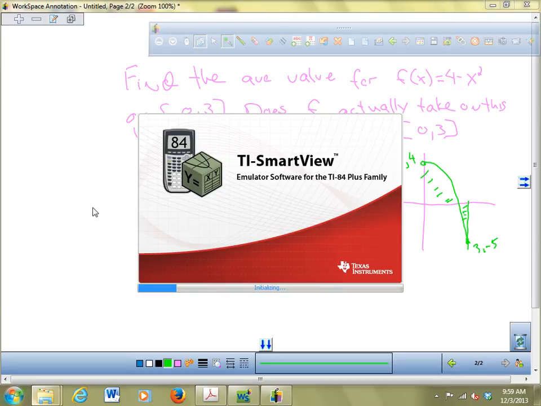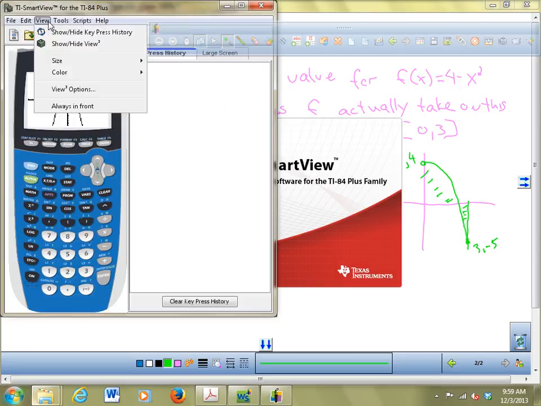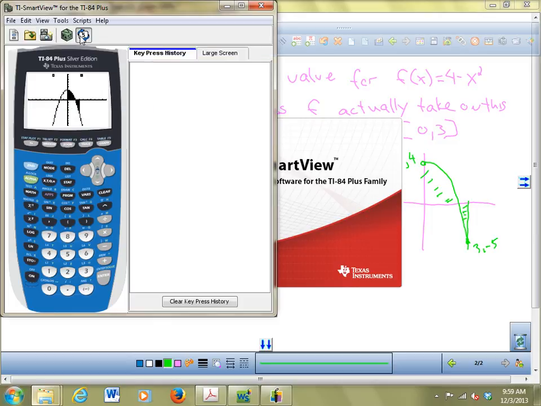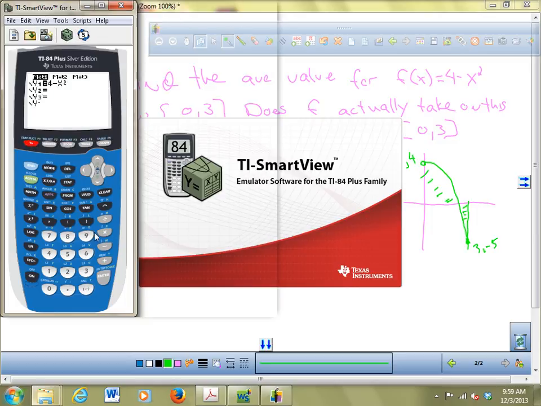And I'll refresh some of your memories on how to do this. U, always in front, close these. So I'm going to hit enter to make it disappear, and then go back up here and hit enter to make it come back. If I hit graph, here comes my function. No, it doesn't. I must have turned it off. Okay, so now I'm going to hit graph, and there's the function. Like I said, it looks like what I said.